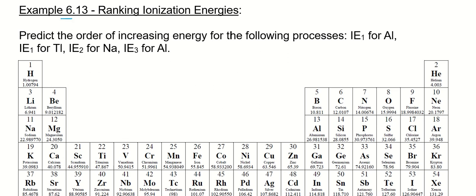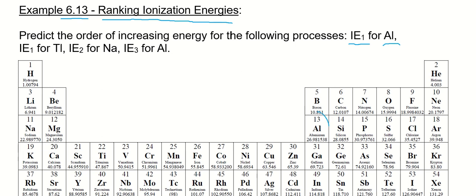Example 6.13 from Chapter 6 of OpenStack's, Let's Rank Ionization Energies. Ionization energy is the energy required to remove the outermost electron from an atom or a molecule. So here we go. The first one is the first ionization energy. That's what that means. IE1 is the first ionization energy for aluminum.